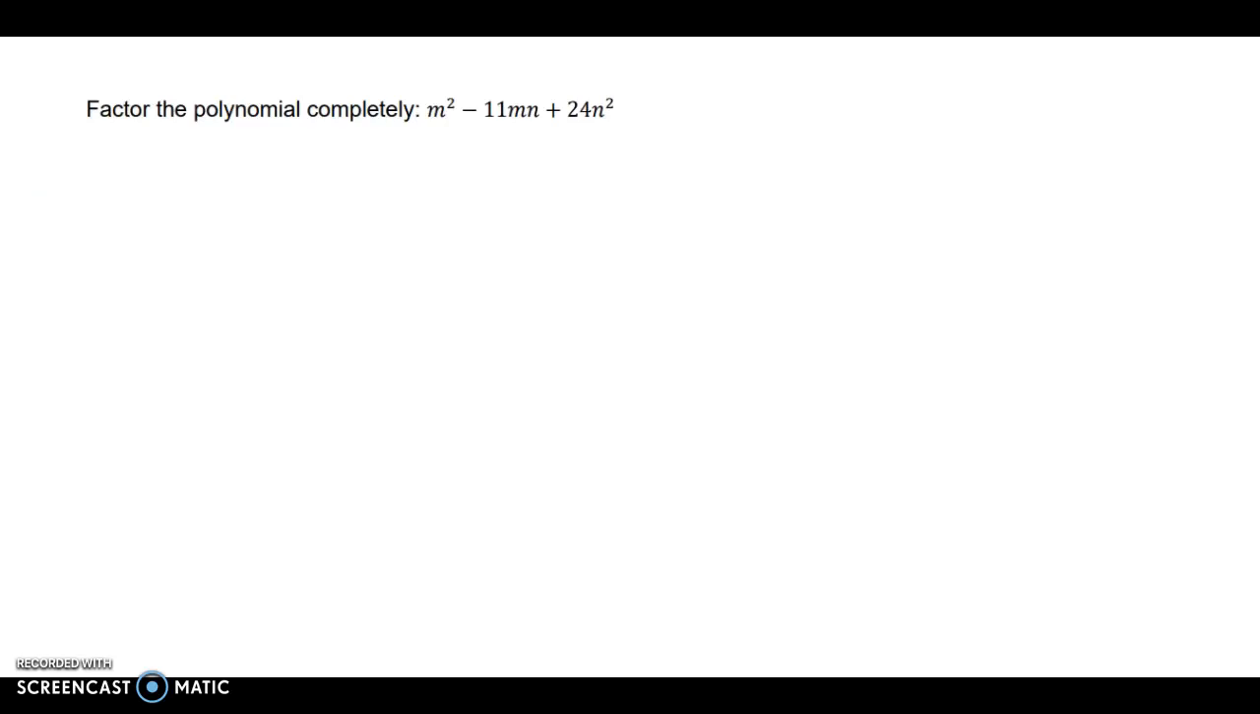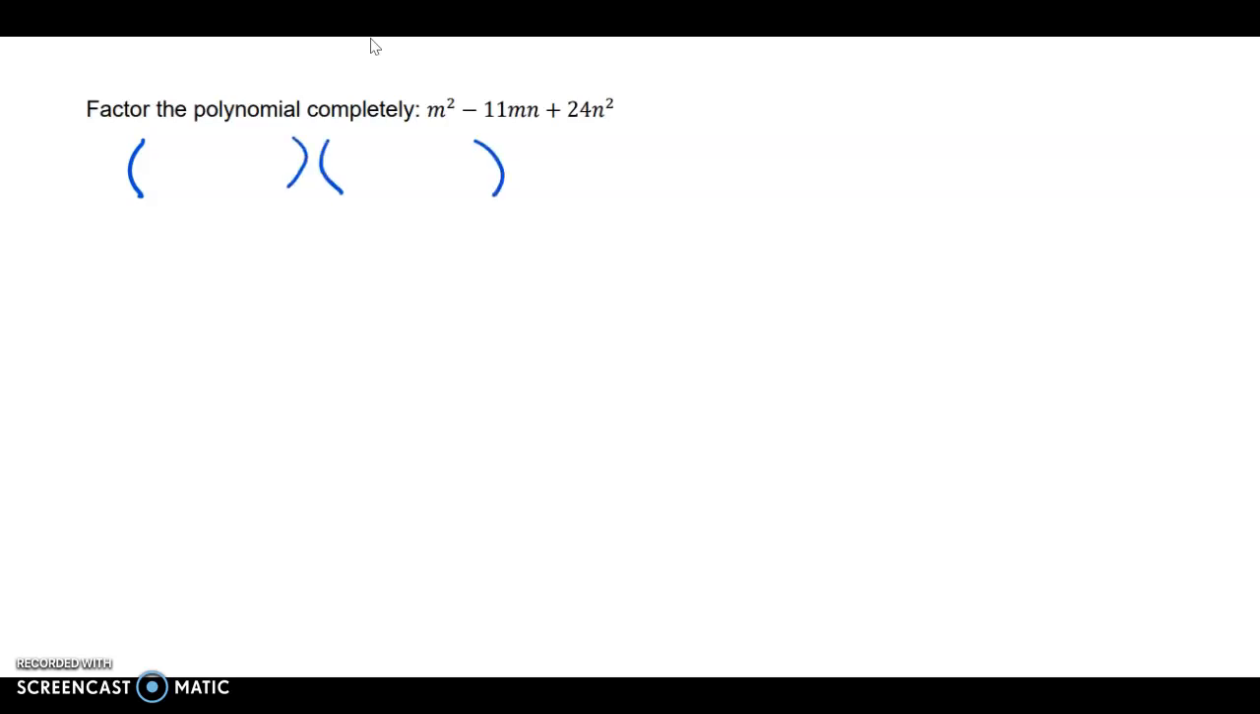We need to factor this trinomial completely. So we have m squared minus 11mn plus 24n squared. Now something that might throw someone off is this n squared at the end. We're used to the variable squared at the beginning, but not usually at the end.